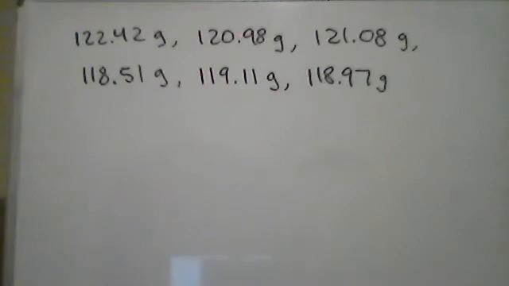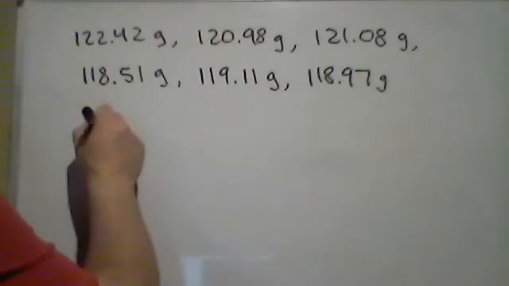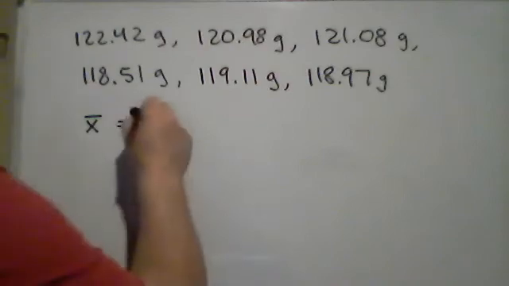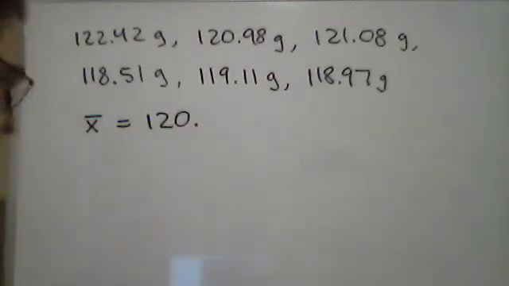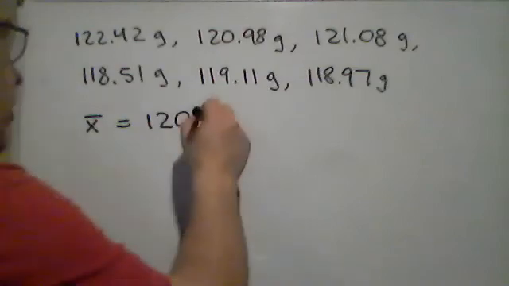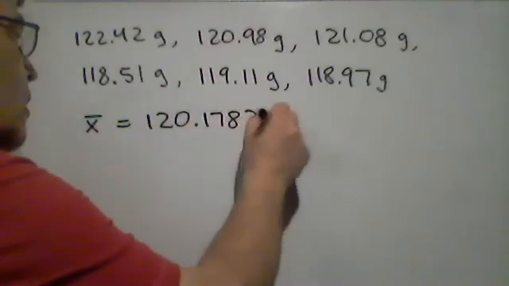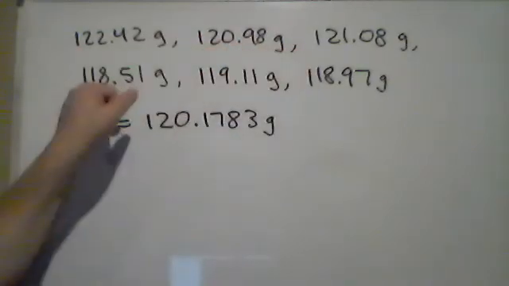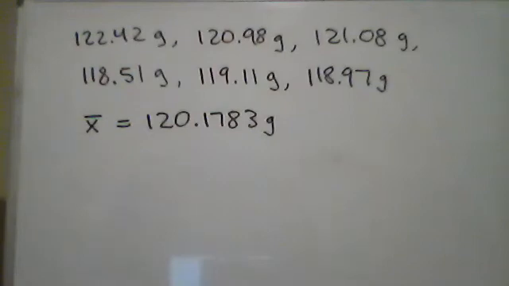All right, so I go through the same mathematics as before. I find out that the mean, again, add up all 6 of these values, divide by 6, is 120.1783 grams, is what my calculator says. Well, is that value any good? Well, where do I start seeing variability? All of these values begin with a number in the hundreds place. That's a 1. No problem there.